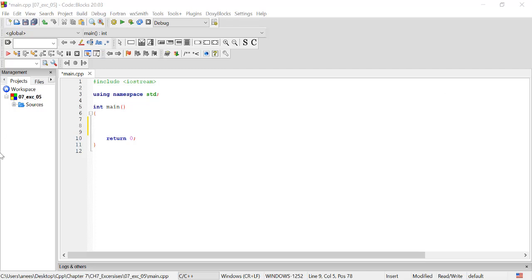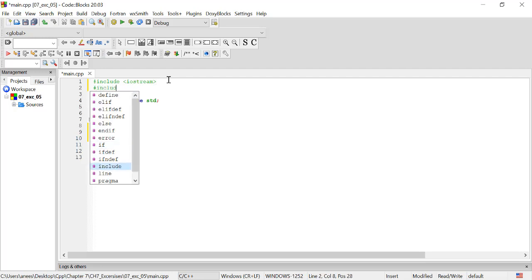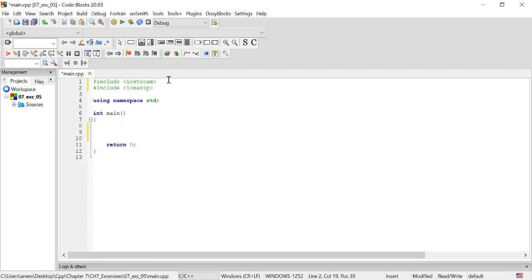Now the first thing that we need to do, since we are going to be using some very high decimal numbers, is we're going to need the iomanip header file. Now we need to write in a couple of named constants at the top right here.